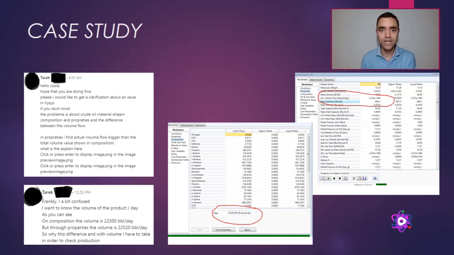So when you understand what you are doing in Aspen HYSYS and you know the fundamentals of chemical process engineering, it is much easier to evaluate the results that you have in your process simulation.